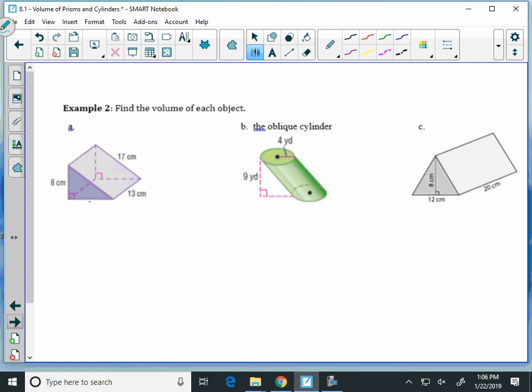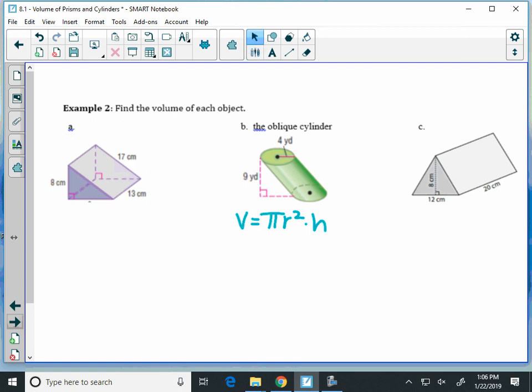Whenever you have a slanted figure, how you find the volume doesn't change. Same exact steps. Doesn't matter if it's straight up and down or slanted. The volume process is the exact same. So we have a cylinder. Write down the formula for a cylinder. What is the formula for a cylinder? Good. Pi r squared times the height. So we need to know our radius, and we need to know our height.